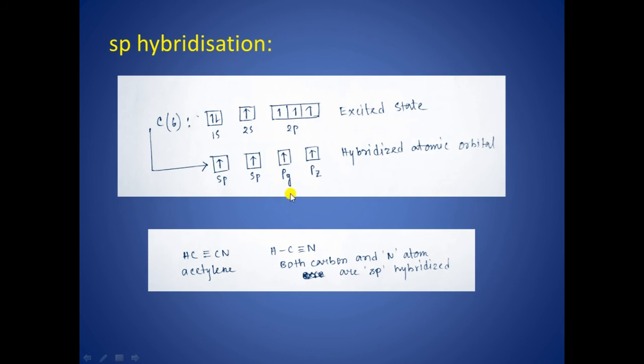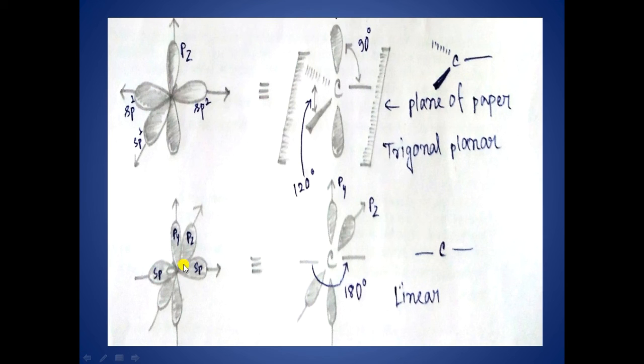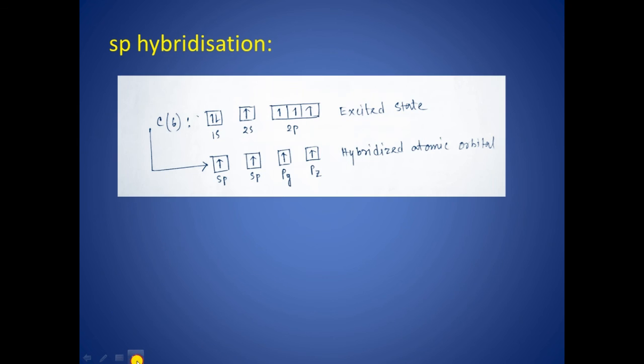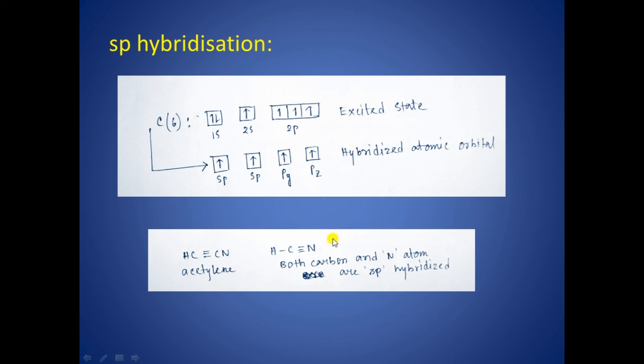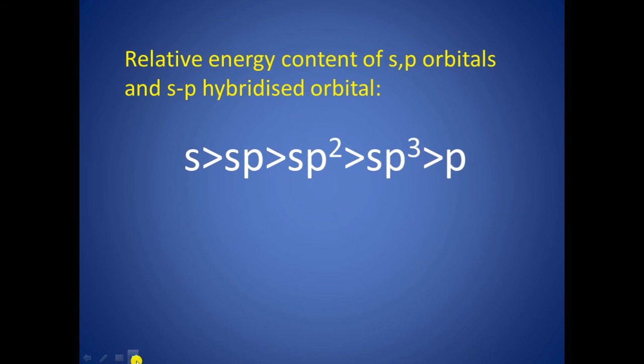sp hybridization occurs when one s orbital and one p orbital mix up to form two hybrid orbitals, and they are called sp hybrid orbitals. A carbon atom being sp hybridized gets linear shape. Here, the two p orbitals, py and pz, remain perpendicular to each other. They do not participate in hybridization. Generally, triple bonded carbon atoms are sp hybridized. For example, acetylene and HCN or hydrogen cyanide. Here, both carbon and nitrogen atoms are sp hybridized.